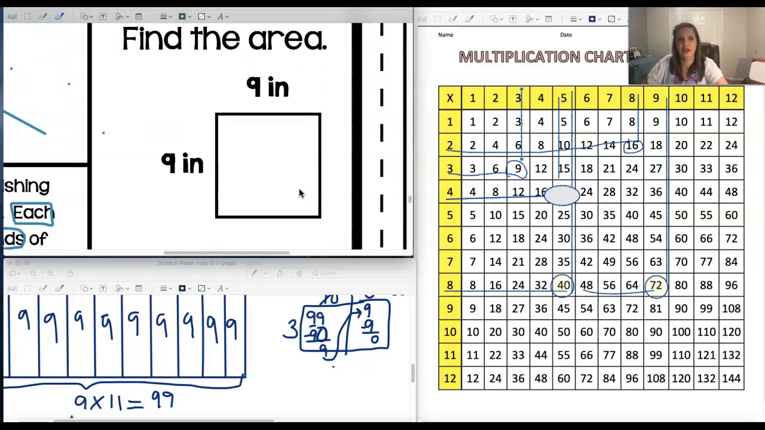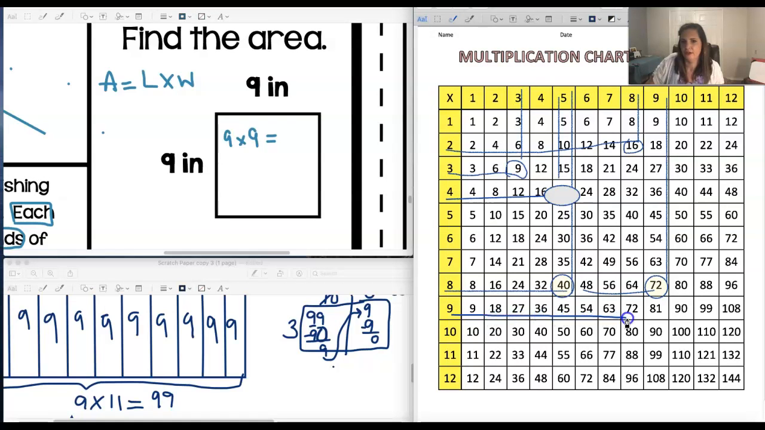Question 10, find the area. Remember, the area simply means length times width. All I have to do is multiply the length times the width. The length, 9, times the width. In this case, it's also 9. I have a perfect square. What is 9 times 9? If you don't know it, go to your multiplication chart. 9 times 9, where they meet in the middle, is 81.